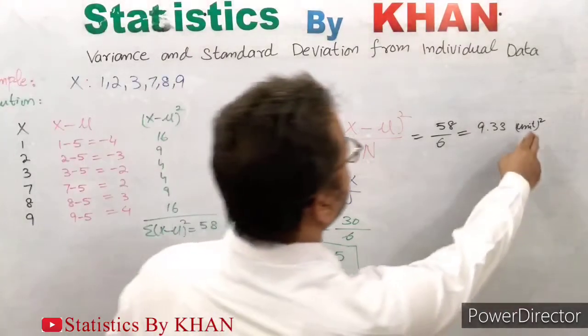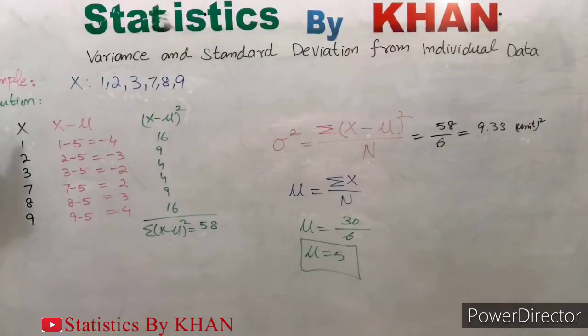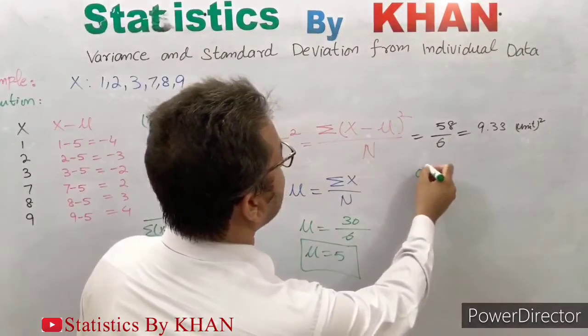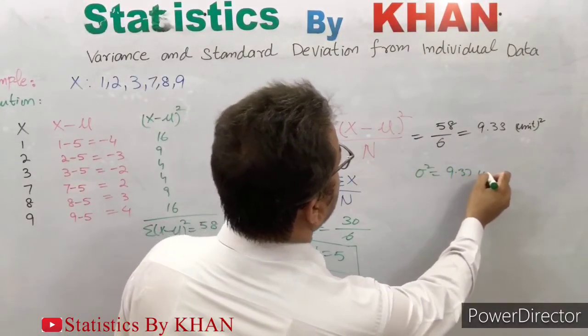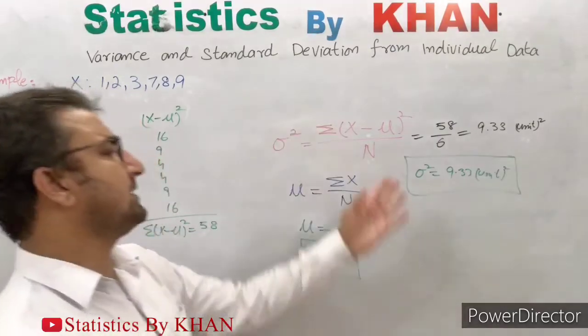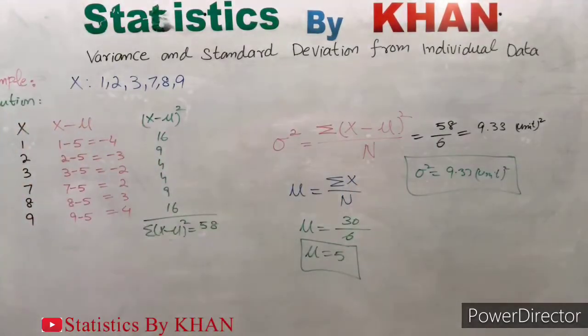This stands for the unit squared. Whatever unit this variable contains will be squared. So finally, sigma squared will become 9.33 unit squared. This is the final answer, and this is the population variance.